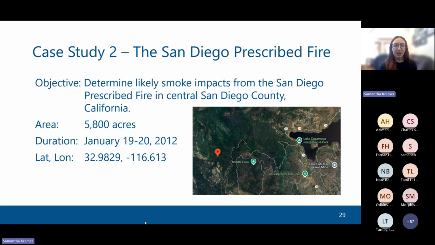Okay. Case 2, the San Diego prescribed fire. This again was an actual case in 2012, a much smaller fire at 5,000 acres. Here you can see the location on the map. Again, we do have some complex topography, but it is much more consistent, so less mountainous and more just high elevation consistent, near Middle Peak, and this happened in January 2012.